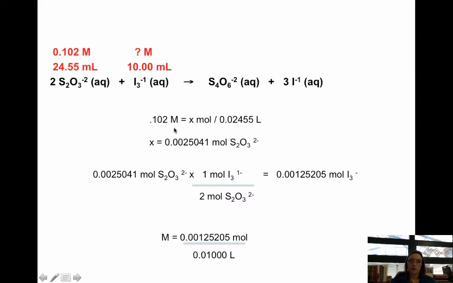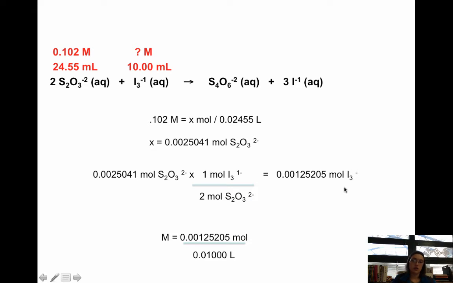So I took 0.102 equals X moles over liters, and you get 0.002541 moles. Notice I went out to 5 significant figures just to make sure that we had extra, and you can also leave it in your calculator. So we have the moles of thiosulfate that we added. And then from this, we can figure out how many moles of I3- we would need at the equivalence point, because the equivalence point is when moles of titrant equals moles of analyte. So from the balanced equation, for every 2 moles of thiosulfate, we have 1 mole of I3-. And then we can figure out how many moles of I3- we have at the equivalence point.